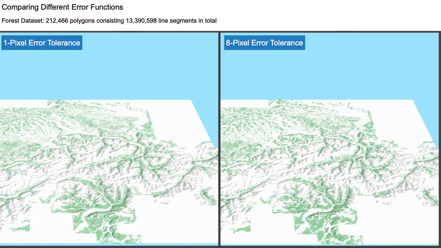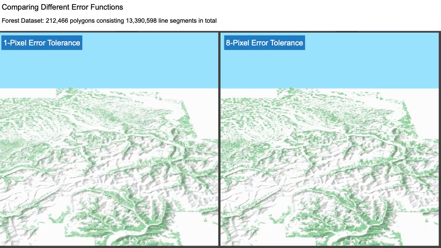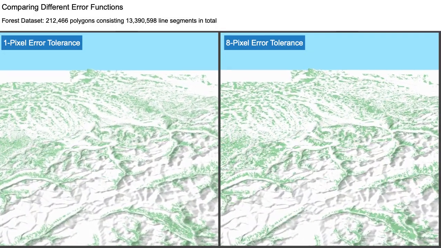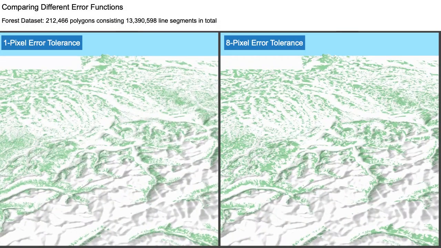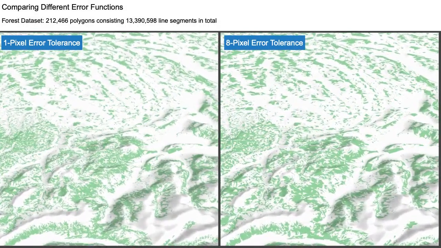We can use different LOD functions for calculating the error tolerance based on the distance from the camera. In the left experiment, the function projects 1 pixel on the terrain and returns it as the error tolerance. In the right example, the function projects 8 pixels.